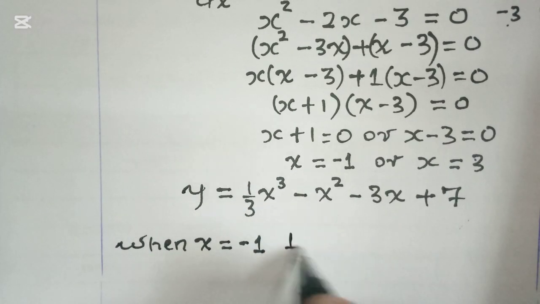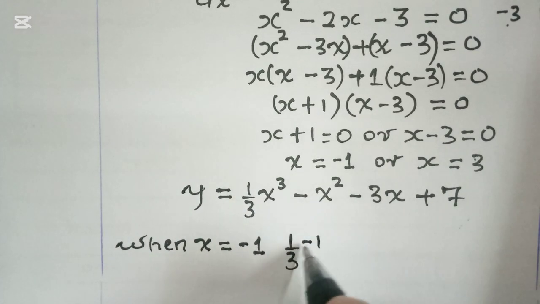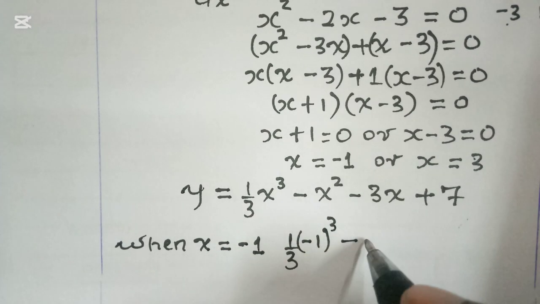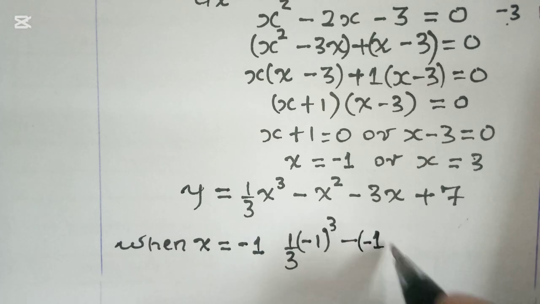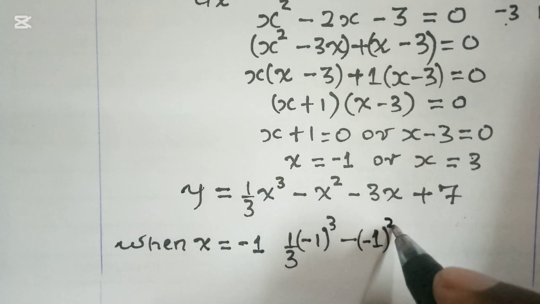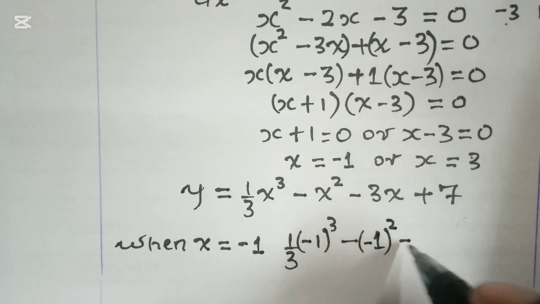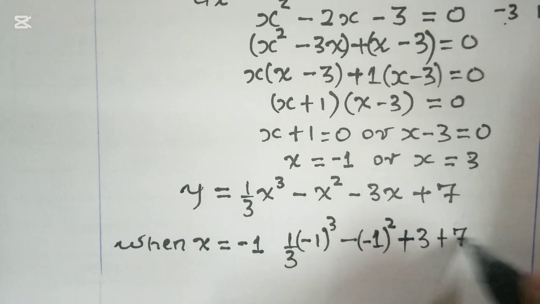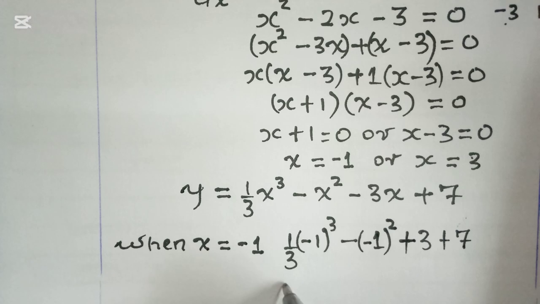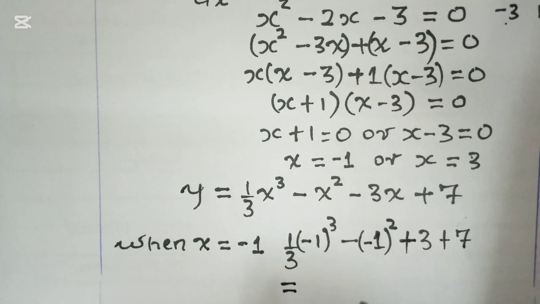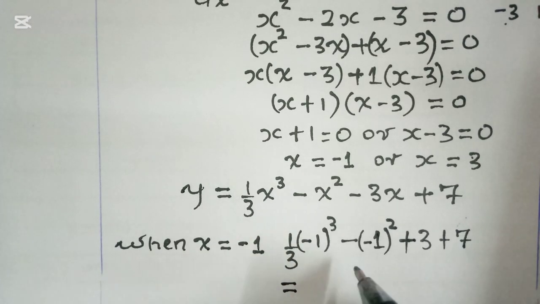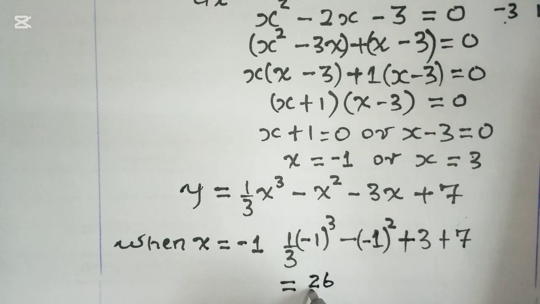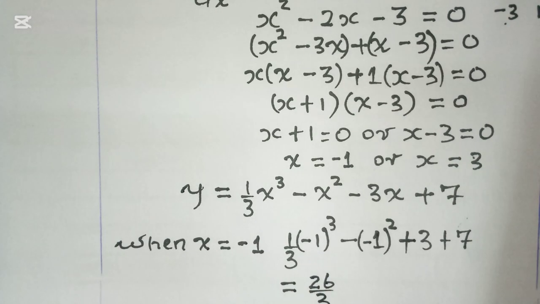We shall have a third of -1 raised to 3, minus (-1) raised to 2, minus 3 times (-1), then plus 7. So guys, since I already have calculated it, the value for that will be 26/3. That is in terms of fraction.